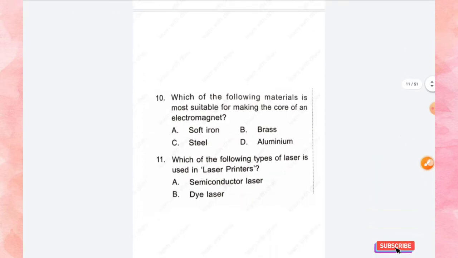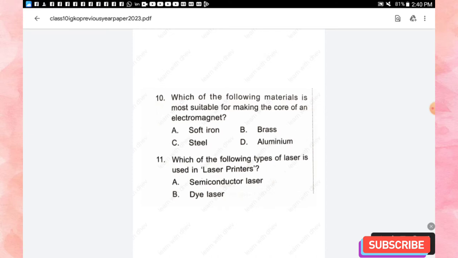Question number 10. Which of the following materials is most suitable for making the core of an electromagnet? Options are soft iron, brass, steel, aluminium. The answer is option A, soft iron.